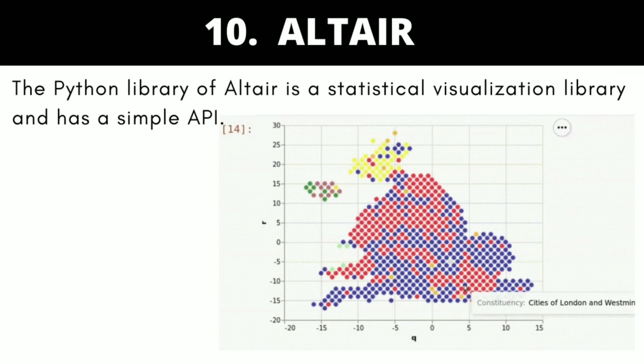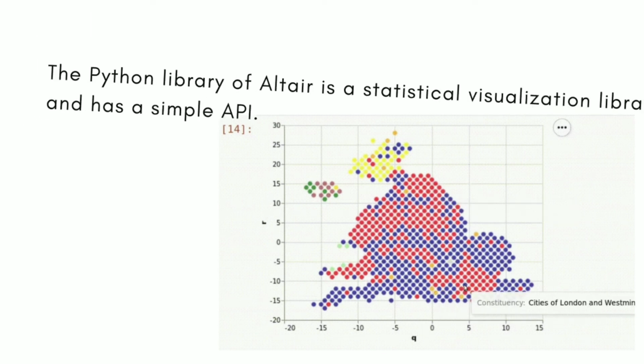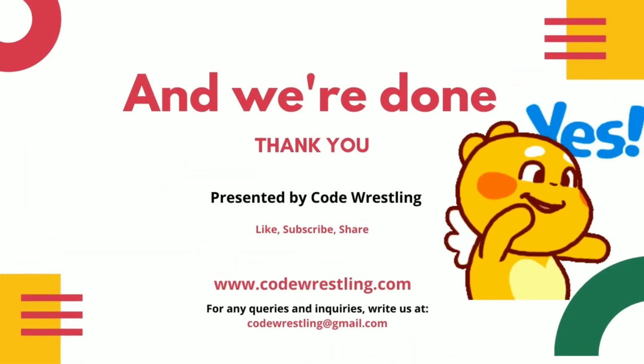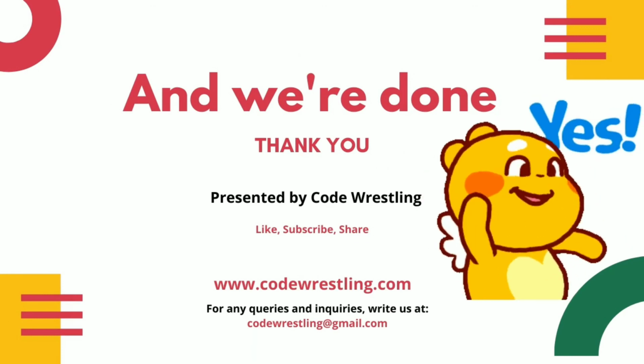The last data visualization library of Python in my list is Altair. The Python library Altair is a statistical visualization library and has a simple API. As a declarative library, you need only mention the links between the data columns and the encoding channels, and the rest of the plotting is handled automatically. This simple library produces an effective visualization with a minimal amount of code. The source of Altair is also available on GitHub.